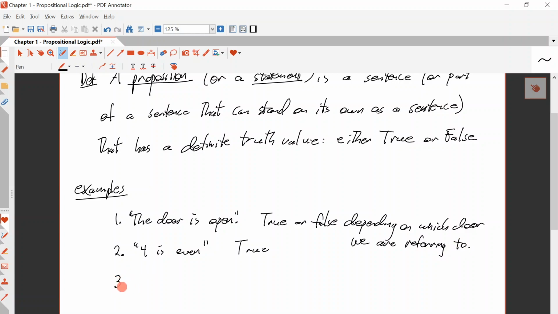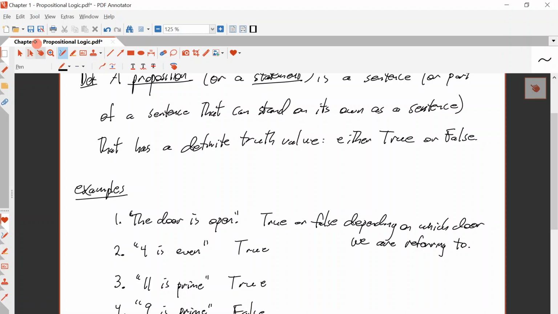Four is even. That's true. 11 is prime. All right, that's true. 9 is prime. All right, that's false.